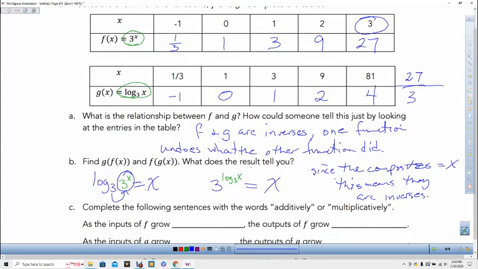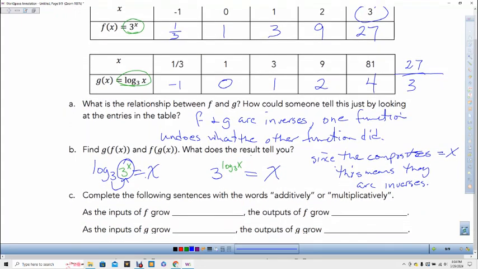Let's scroll down. Now, complete the following sentence with the words additively or multiplicatively. So that's what's going to go here. So what we're looking for is as the inputs of f grow. Inputs are x. So as this grows, and how is it growing? Well, we're adding 1, we're adding 1, we're adding 1, we're adding 1. So the inputs of f are going to grow additively.